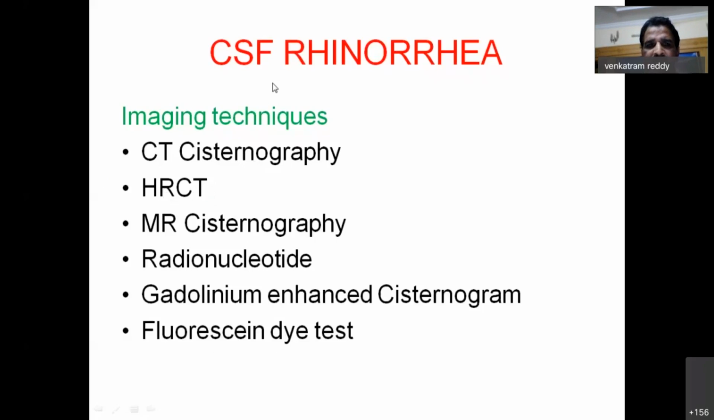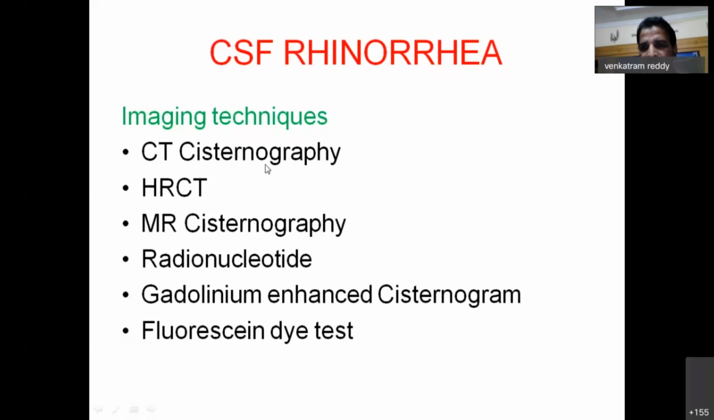in the images only when the leak is active. And the same with the MR cisternography. The high resolution CT scan, HRCT with 0.5 to 1 millimeter cuts, is non-invasive. MR cisternography is non-invasive. The CT cisternogram is invasive, where you have to do a lumbar puncture. So this is not without complication.